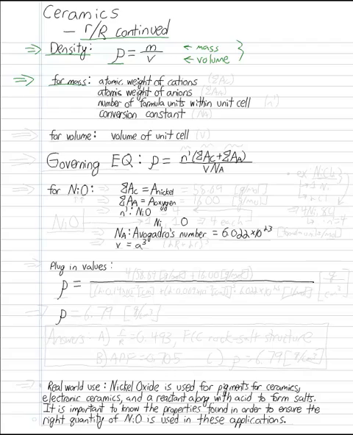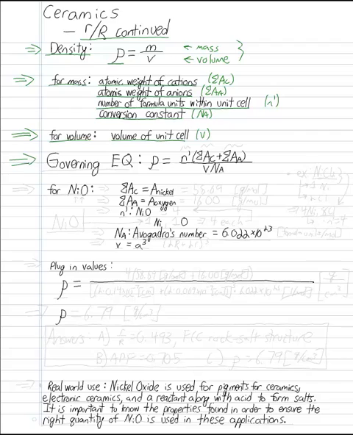For mass then, we'll break it down to the atomic weight of the cations. The shorthand for this is summation AC. We'll want to know the atomic weight of the anions. The shorthand for this is summation AA. We want the number of formula units within a unit cell. That's going to be n prime. We'll discuss what that means in a minute. And we also need the conversion constant. That's NA. And we'll once again discuss that in a second. For volume, it's a little bit simpler. All we need is the volume of a unit cell. This we already discussed is V.